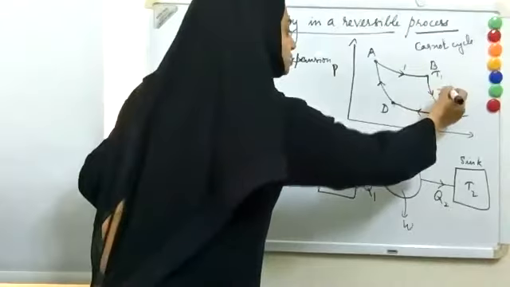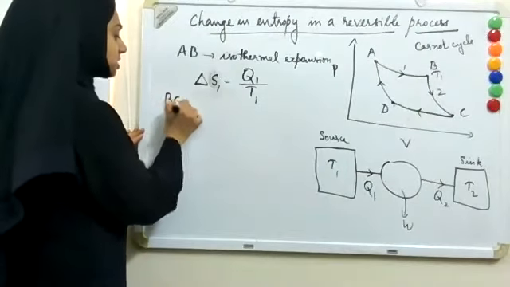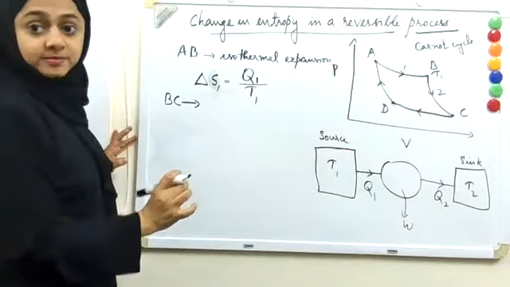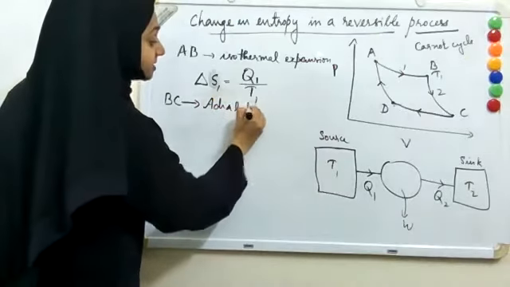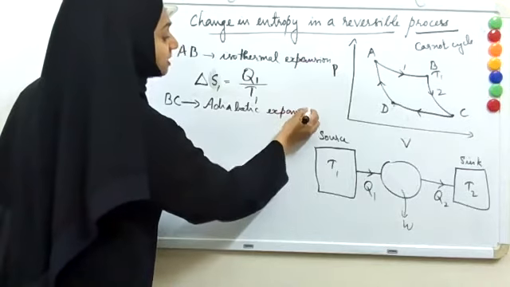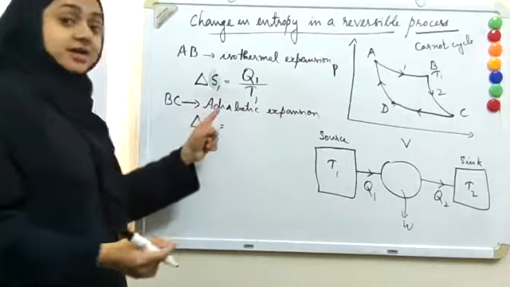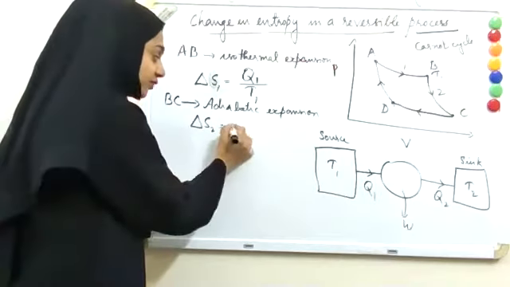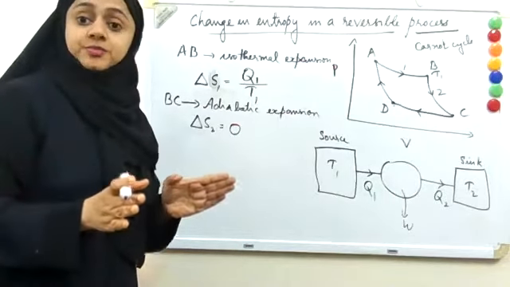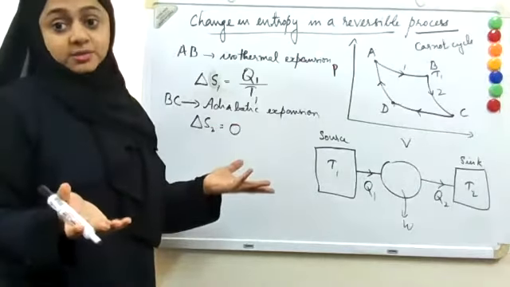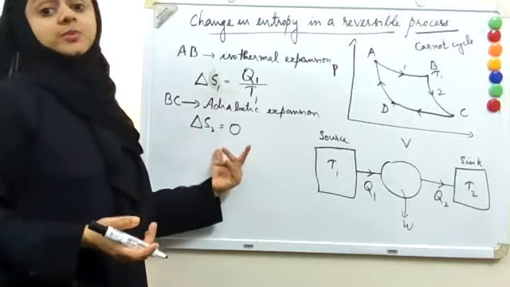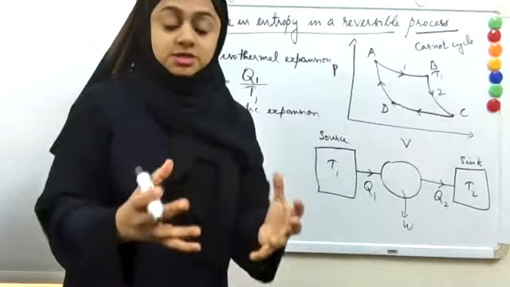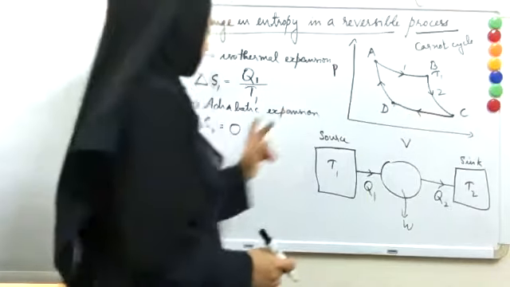Now the second process, as it goes from B to C, what is the kind of process? Adiabatic expansion. So what will be the change in entropy? It is an adiabatic process, so what is the change in entropy? Zero. We discussed earlier that entropy remains constant during an adiabatic process. So for adiabatic expansion, the change in entropy is zero. Delta S2 is equal to zero. During an adiabatic expansion, no heat energy is absorbed or rejected by the system. So this is equal to zero.